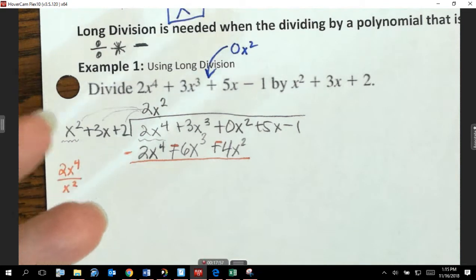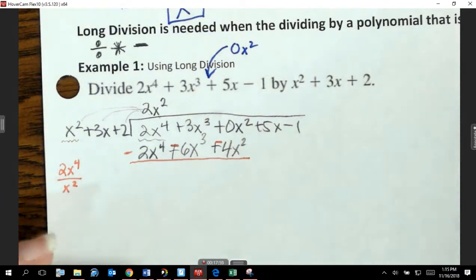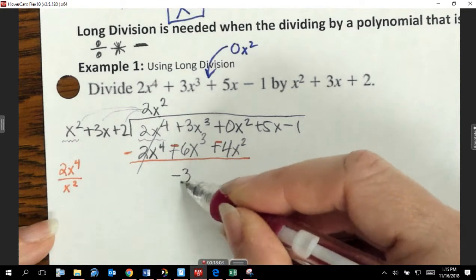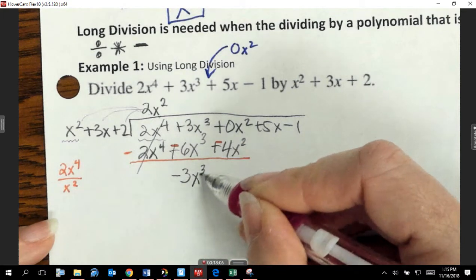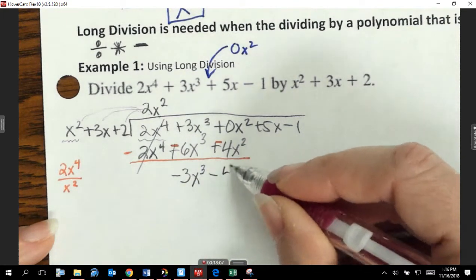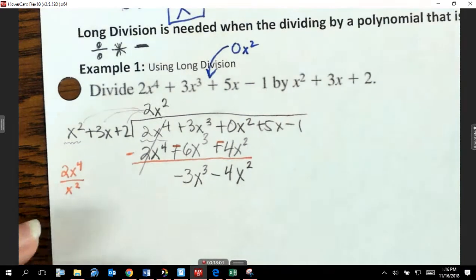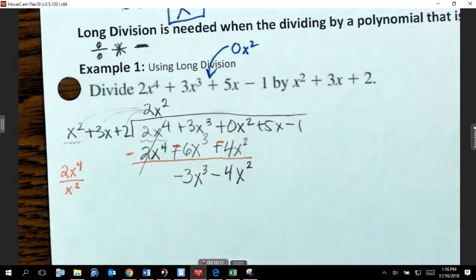Now I'm going to add the opposite. It's already opposite, so I'm adding it. That's the same thing as subtracting. So those will cancel out. I get negative 3x to the third, and I get minus 4x to the second. So that's just subtraction, which you guys did for the last lesson.